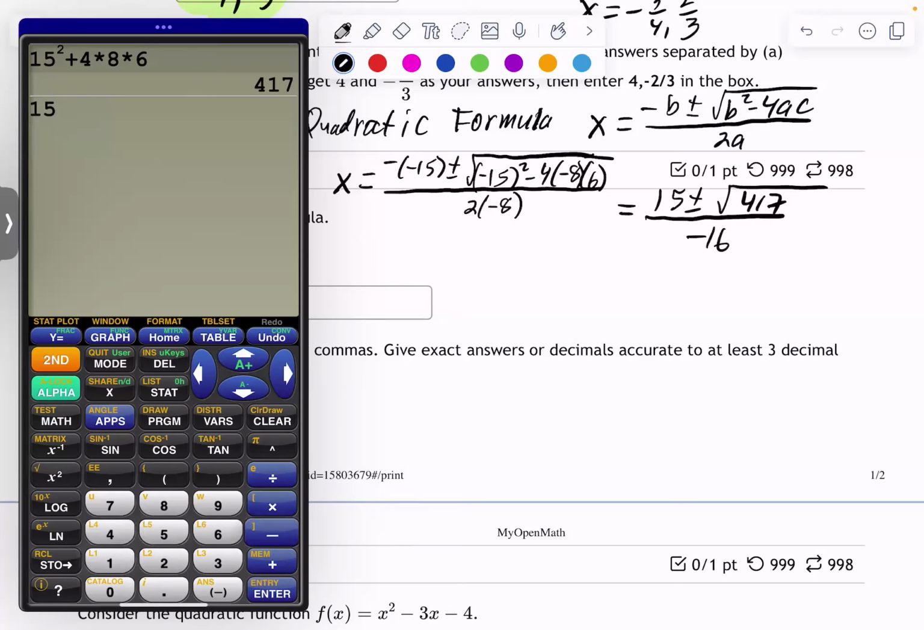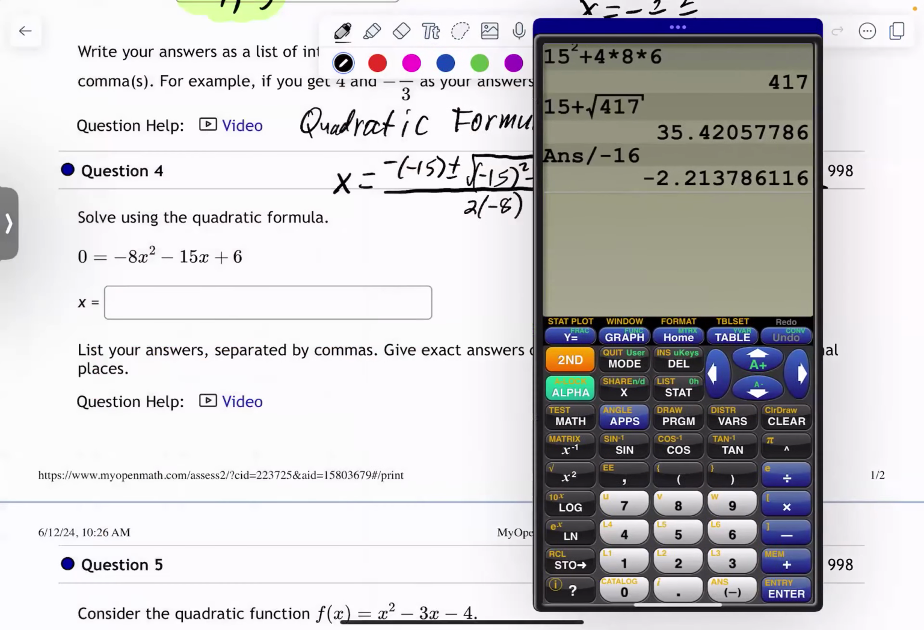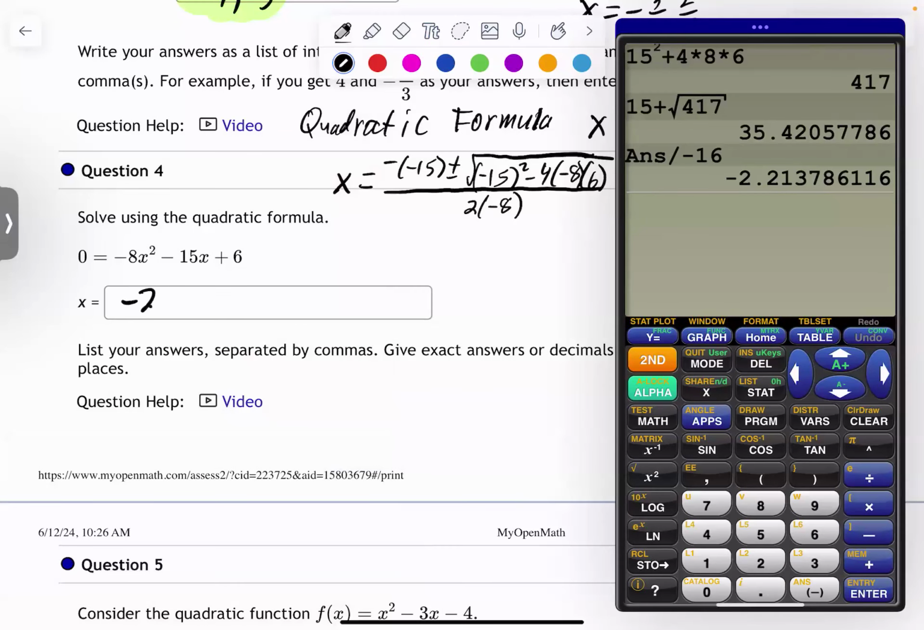So 15 plus the square root of the 417 divided by negative 16. So I'm getting negative 2.21. We'll go to 3 decimal places. So 1, 4, that's going to round.